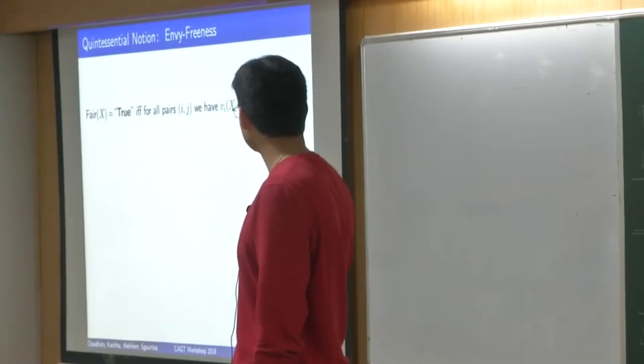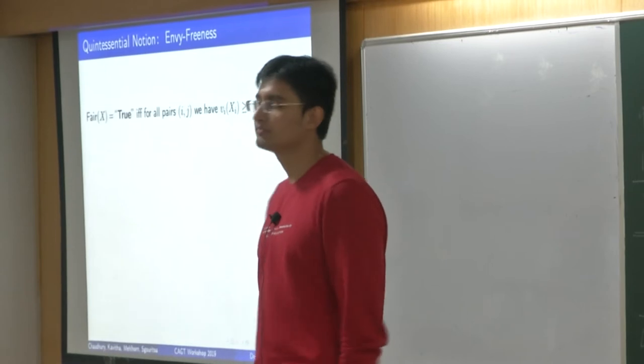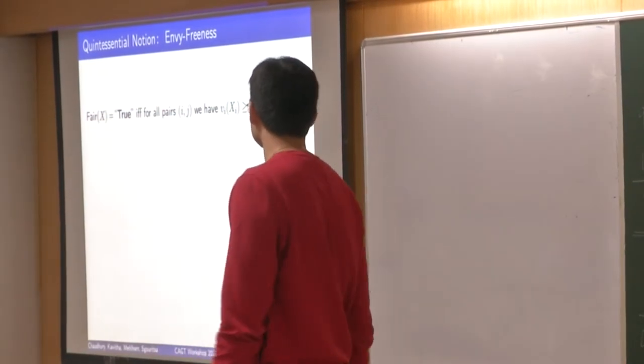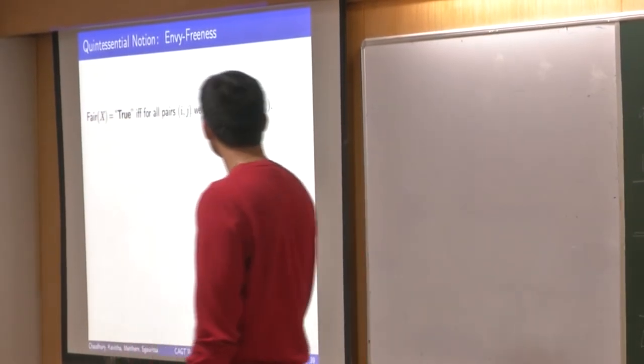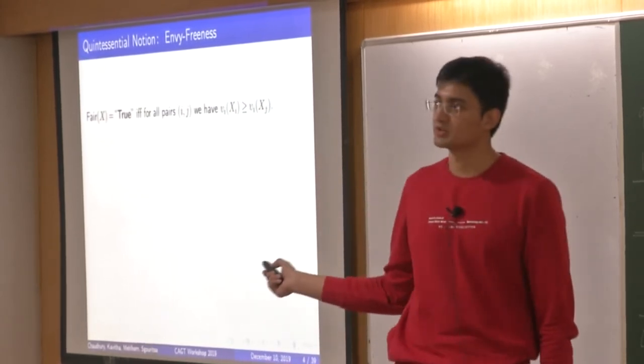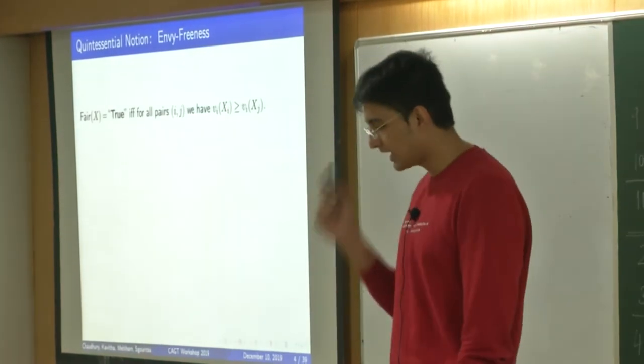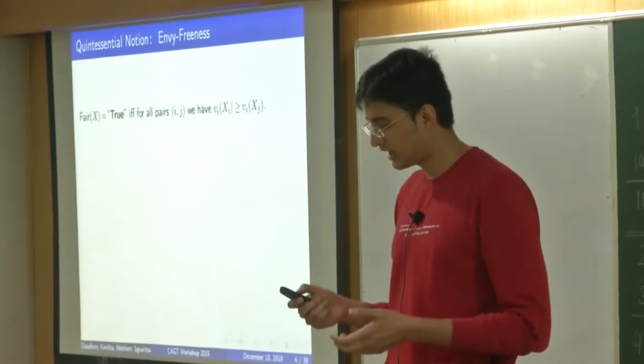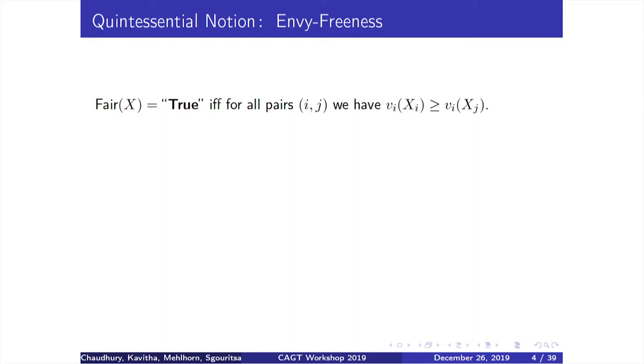So my bundle is at least worth any other bundle. This is the notion of envy-freeness. And it's important to note that on the left and the right-hand side, you have the same valuation function, v_i. So the envy for agent I doesn't depend on how happy J is. It is only a function of the bundle that J has. So I believe that had I had J's bundle, then I might have been better off. Only in that case, I would have an envy. It's not a function of how happy J is.